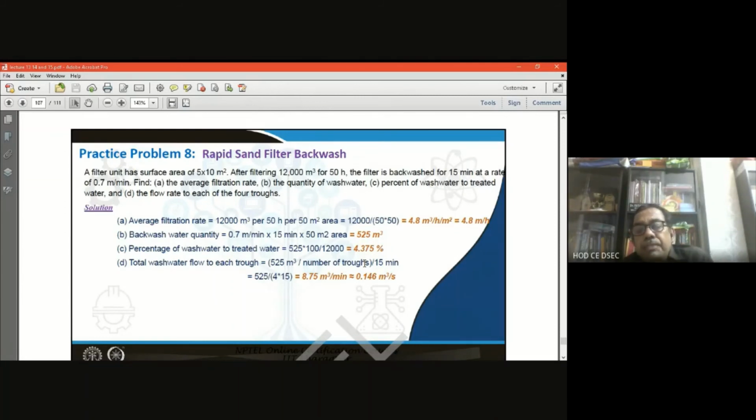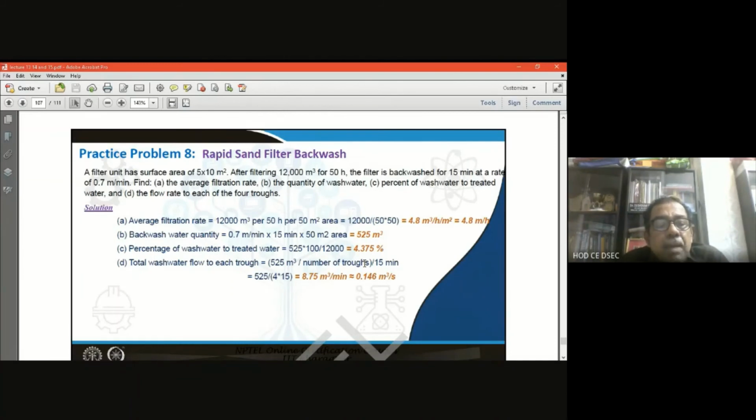So what value will we get? We will get 12,000 divided by 50, which is 4.8 meter cube per hour per meter square, or 4.8 meter per hour. This is the loading rate. This is the filtration rate that has been obtained. This is one answer. I have just calculated the average filtration rate. Now second, the quantity of water, that is part B.